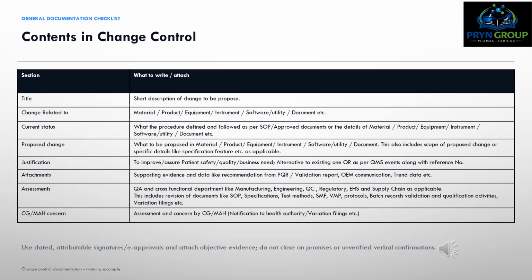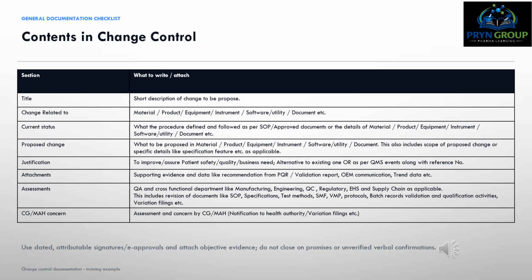Here we see the contents in the change control. So what basic contents do we have to consider in writing the change control? First is the title. A short description of the proposed change should be given here, like revision of documents like specification, SOP, test method, site master file, validation master plan, introduction of new equipment or instrument, upgradation of software or introduction of new software, likewise.